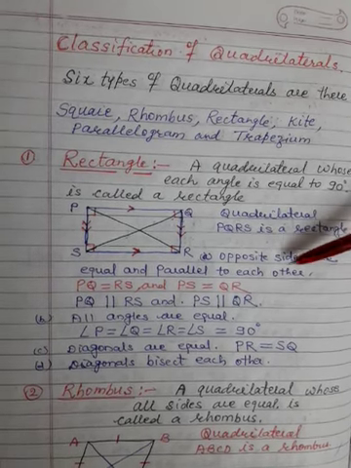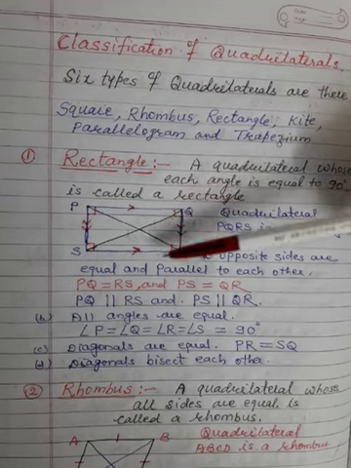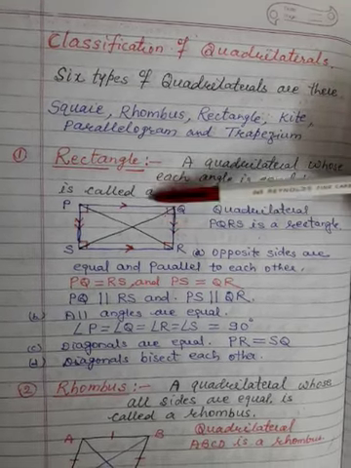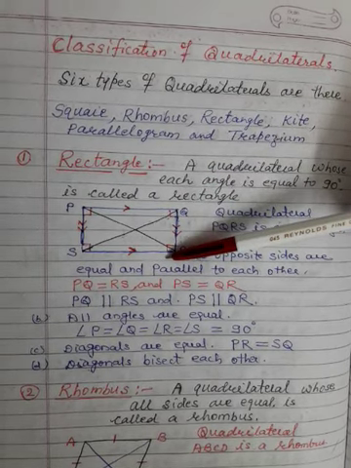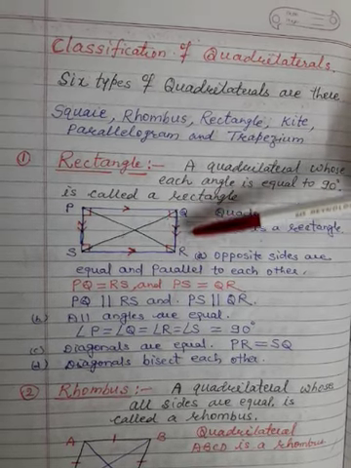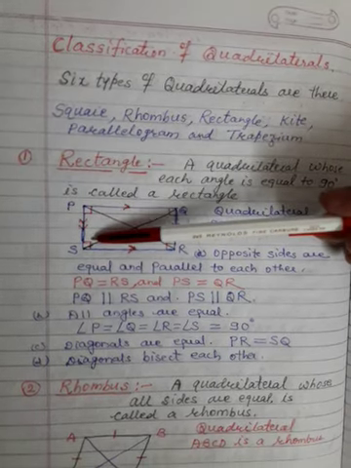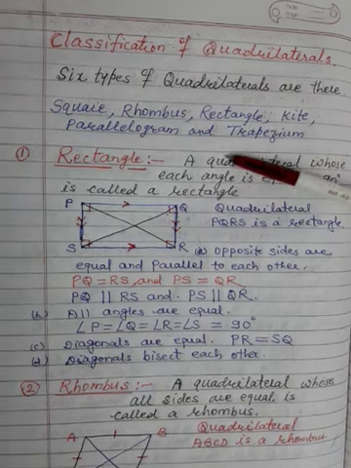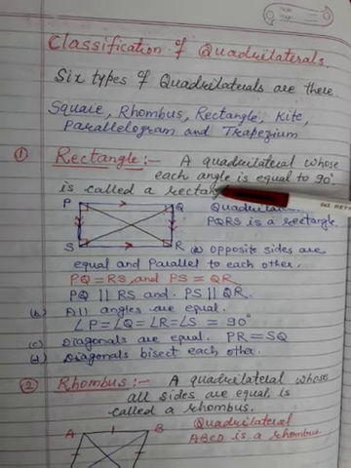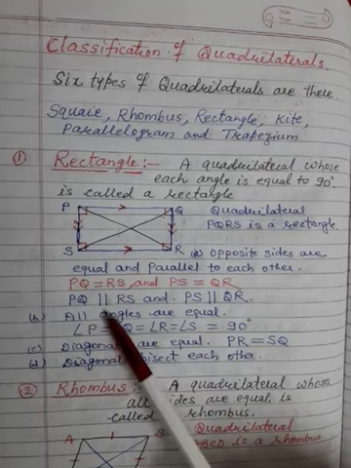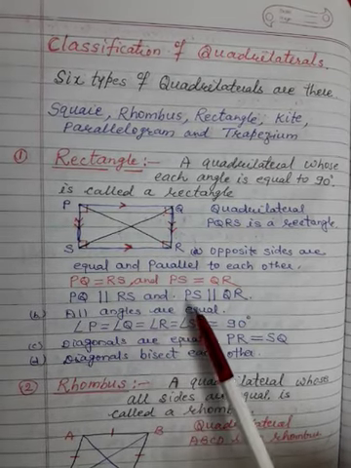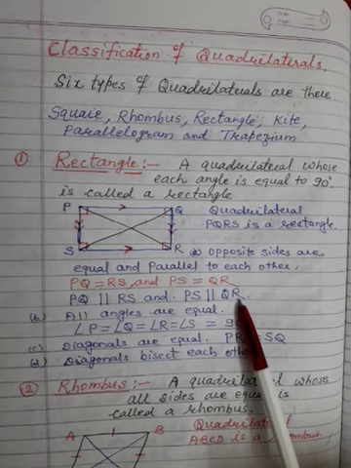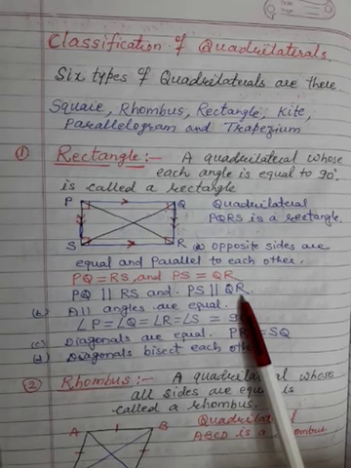Opposite sides are equal and parallel to each other. That means PQ is equal to SR and QR is equal to PS. These two pairs of opposite sides are equal, and two pairs of opposite sides are parallel, meaning that PQ is parallel to RS and PS is parallel to QR.